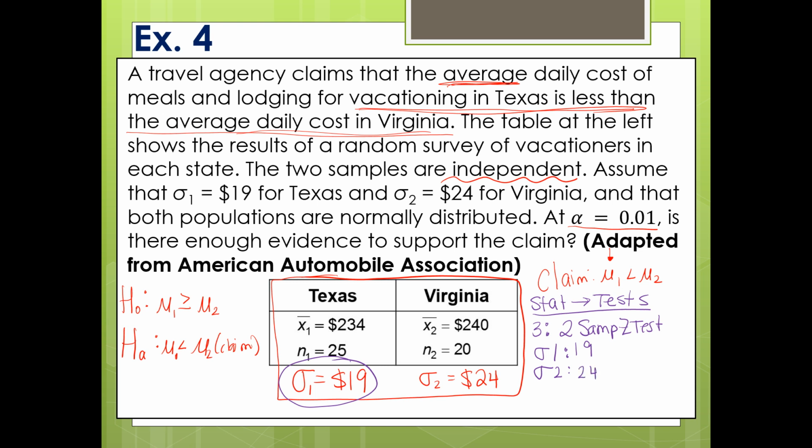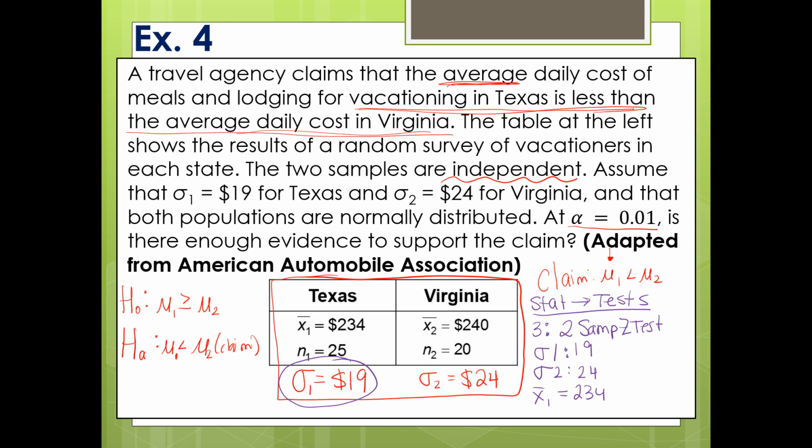All of this is also on the next slide, by the way, but I just kind of want to do it along with you guys. So we have sigma 1, we're going to put 19. We have sigma 2, we're going to put 24. So again, make sure you're paying attention to what it's asking you for. Then it says x bar 1, that's going to be our 234.